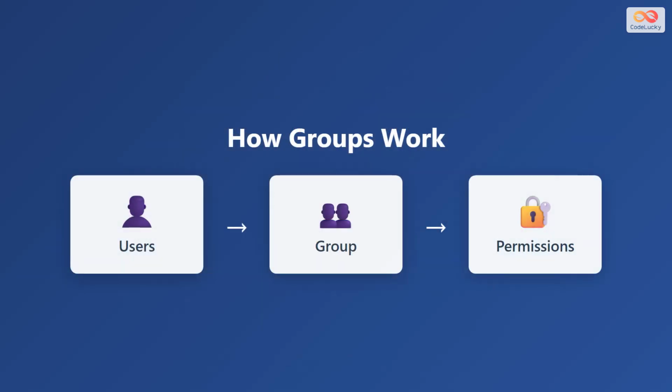Here's how groups work in practice. You start with individual users on the left. These users are added to a group in the middle. Then, you attach permissions to that group on the right. Once permissions are attached to the group, all users in that group automatically inherit those permissions. This creates a simple and efficient flow for managing access.